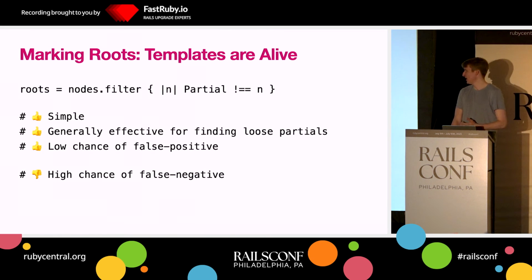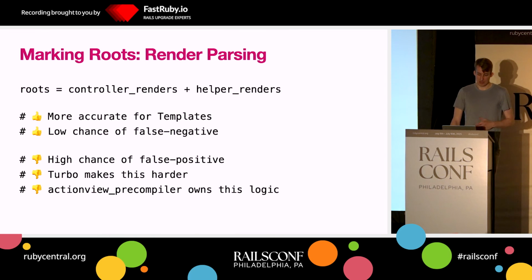However, it also has a really high chance of false negatives, meaning that partials could be marked as used even if the template that renders them is not used. Another approach that could be used is to take inspiration from ActionView precompiler. Instead of assuming that all templates are used, only mark a template as used if it will be rendered by a controller or helper. And this is a more accurate approach for templates, and therefore has a chance to remove many more dead views than if an application has many dead templates with dependencies.